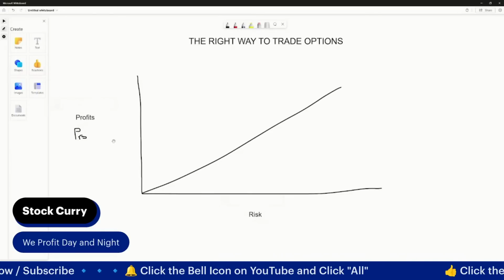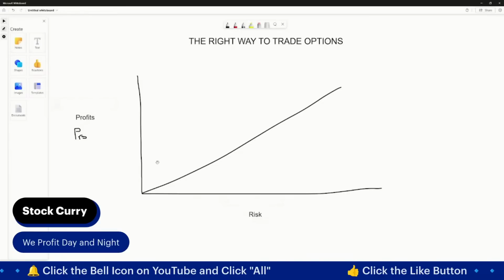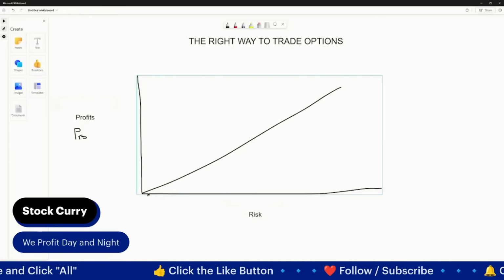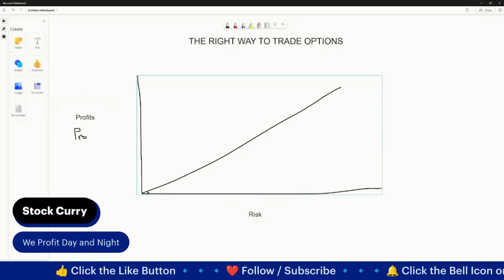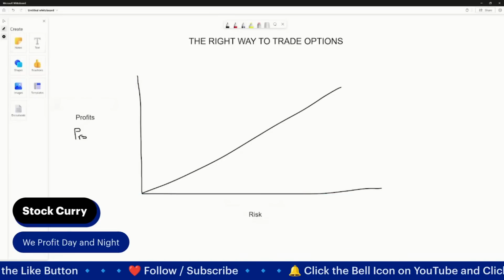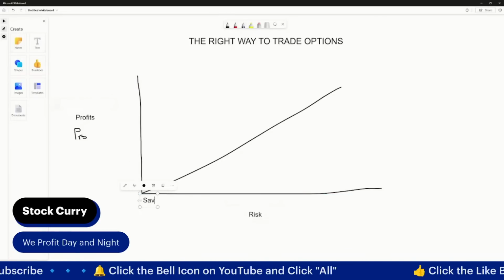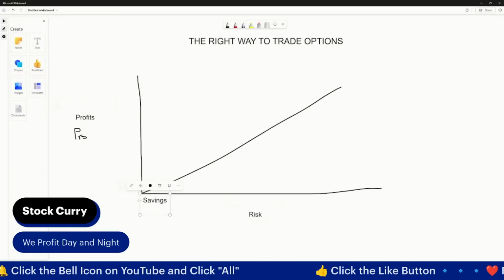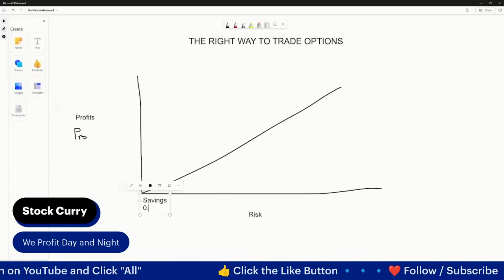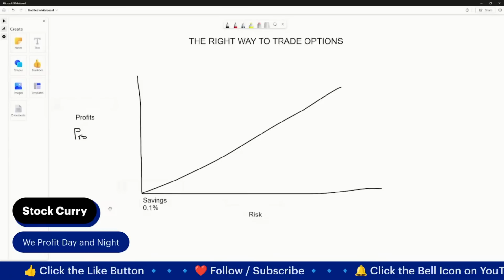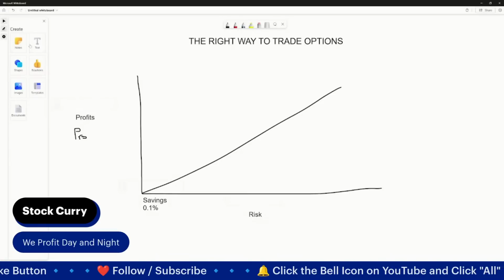When you're down here at low risk, low profit, this would be something like investing at a bank. Let's say you threw your money into a savings account at a bank. What are they paying right now, like 0.1% interest? Ultra low risk, but also very low return.